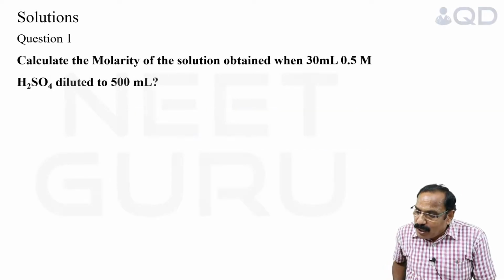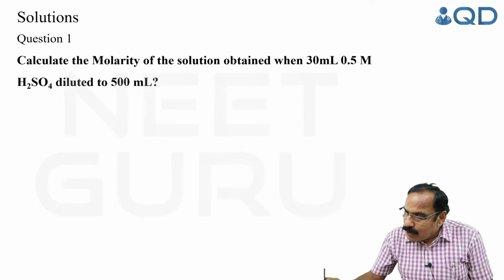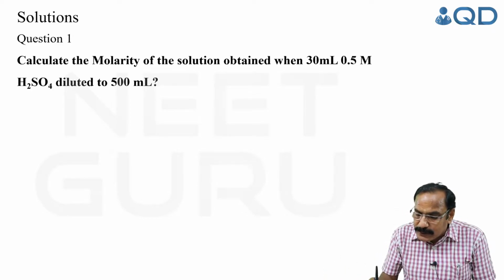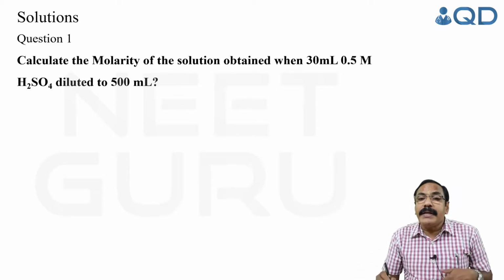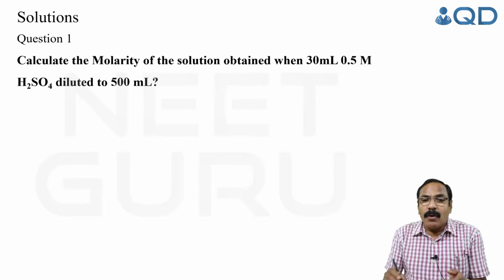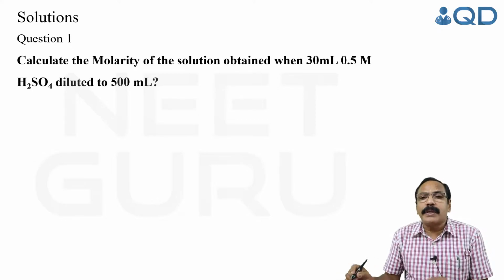Calculate the molarity of a solution obtained when 30 ml of 0.5 molar sulfuric acid is diluted to 500 ml. In our laboratory, we dilute solutions. A concentrated solution is diluted with water and we get the diluted solution.